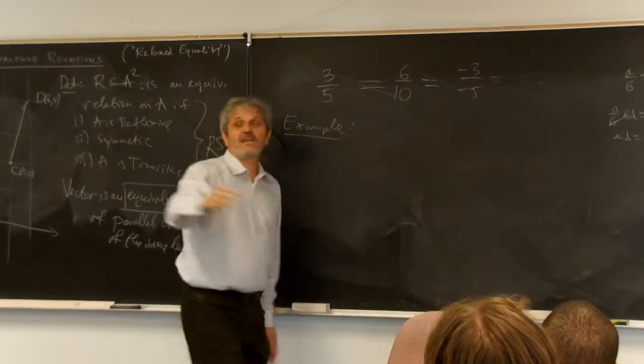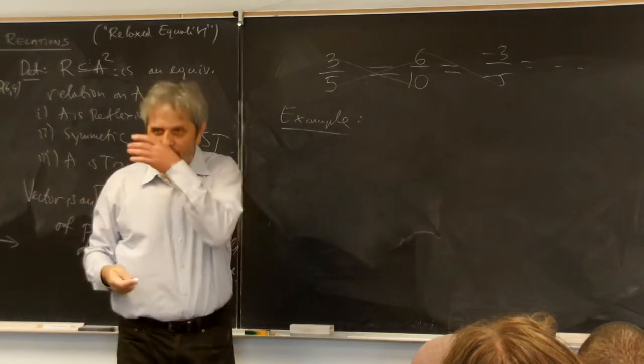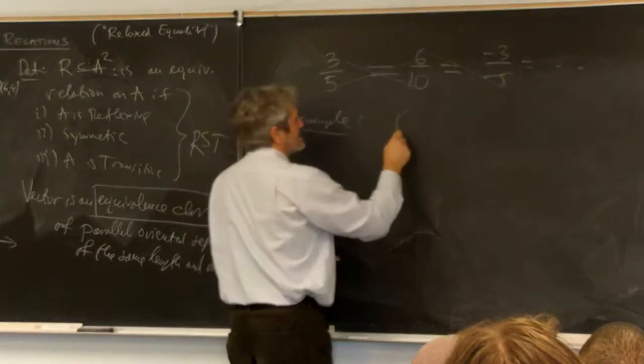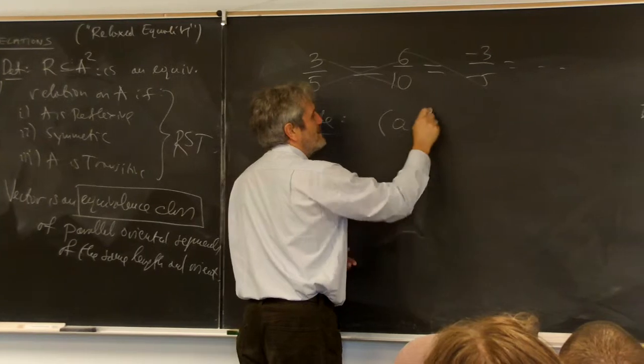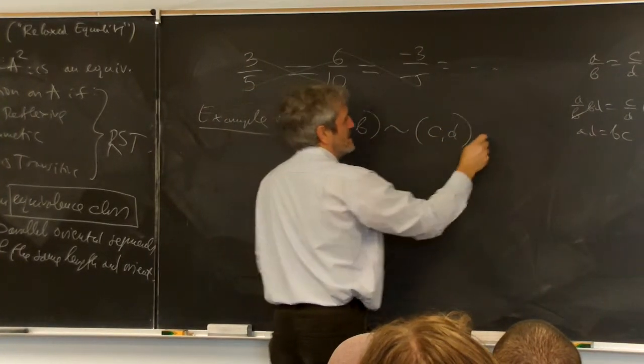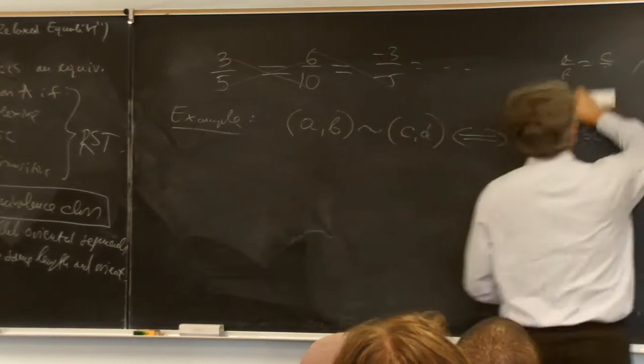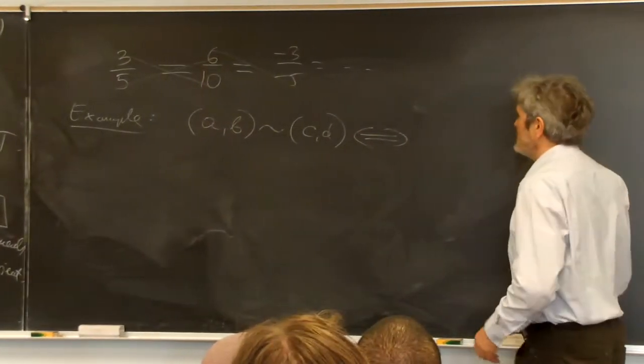We'll say, and that's the same thing that you did on the quiz, but just this is for quotient. I gave you the difference on that quiz. So here it is. I'll say the following. Pair (A,B) is equivalent to pair (C,D) if and only if AD equals BC.